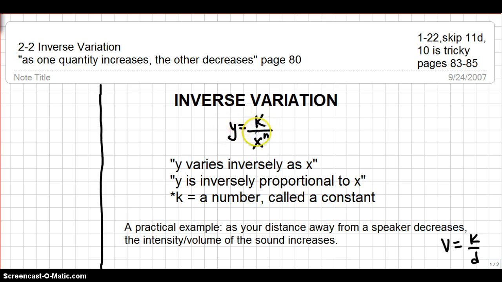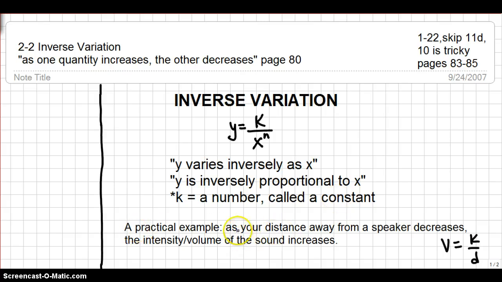In equation form, the variables will be on opposite sides of the equation, and the x will be underneath the constant. The wording will be "y varies inversely as x," or "y is inversely proportional to x." So students need to watch out for that word inversely and what that means for where the x value is going to go. K is still referred to as our constant.